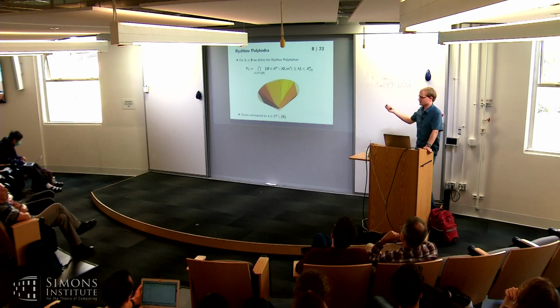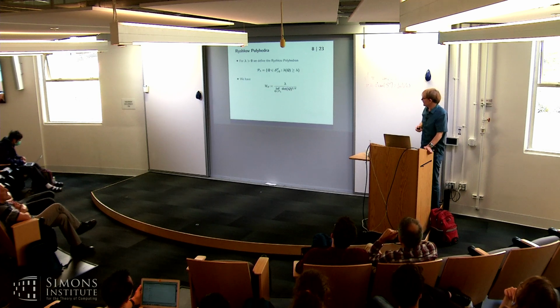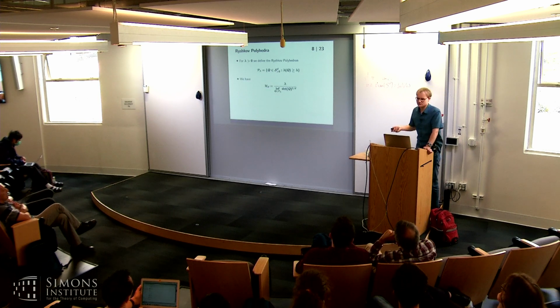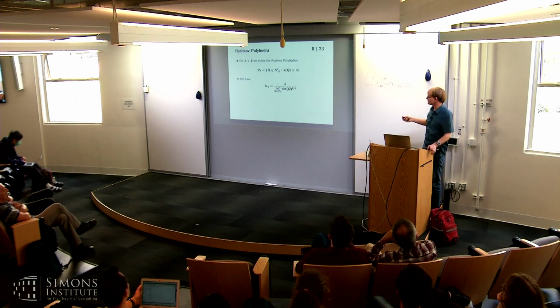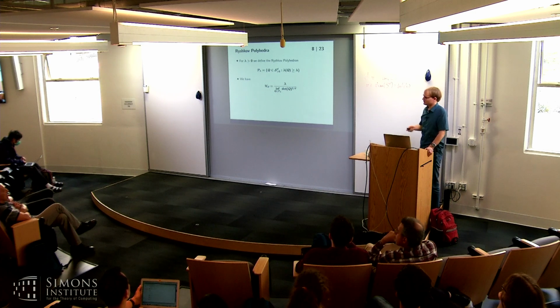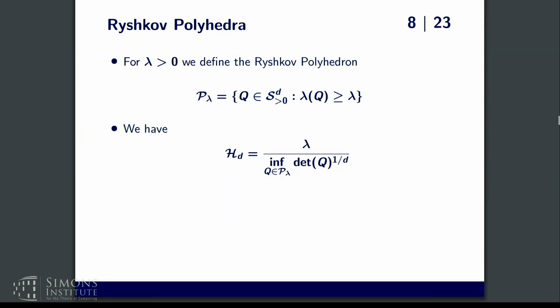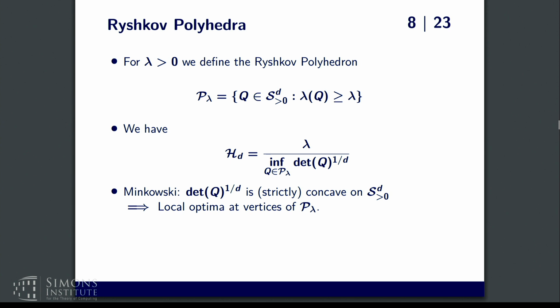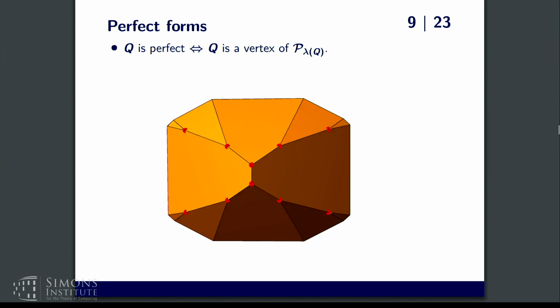Okay, so every facet is a non-zero integer vector. And now the optimization problem becomes somewhat easier if we restrict to this space, because we only have to minimize the empty space around it that's left, and that's exactly given by this determinant function. And by Minkowski, we know that this function is concave in this cone, and so the local optima are at vertices of this Ryshkov polyhedron. Okay. What are these vertices? Well, these are the ones that we call perfect forms or perfect lattices.